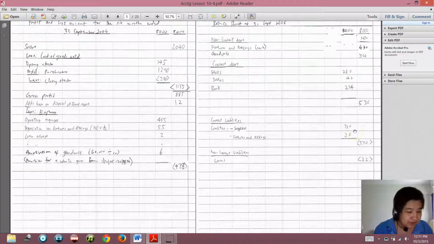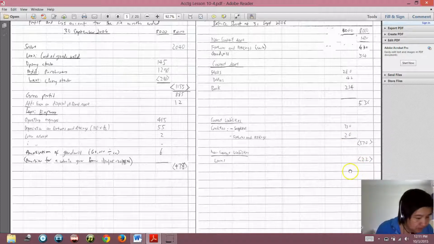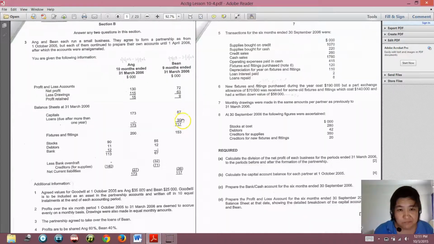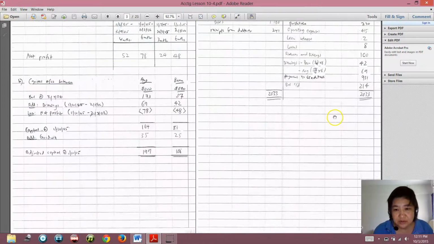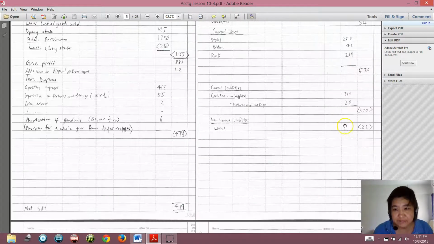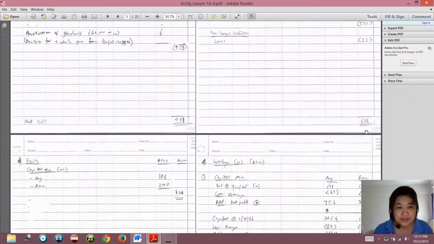Creditors is also gotten from note 8 of the question. Creditors for fixture and fittings also gotten from note 8 of the question. Loans. Okay, loans is you take the loan at the beginning of the year minus the loan repaid, minus 8,000. So loan is 30,000 minus what is paid, minus 8,000. So that gives you your loan is 22,000. So until here the figures are easy.